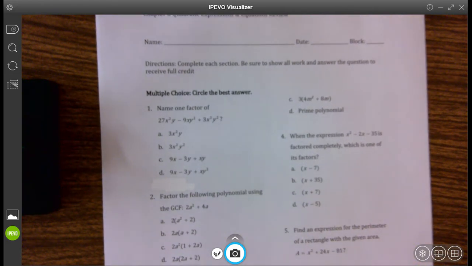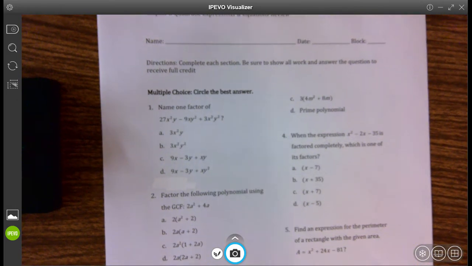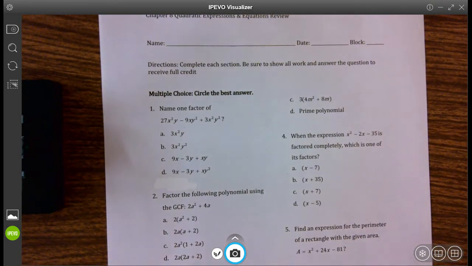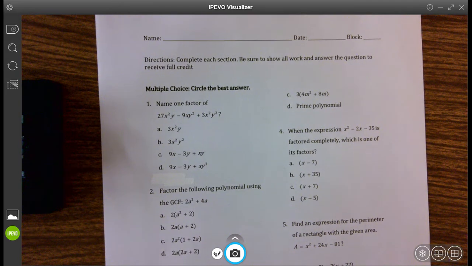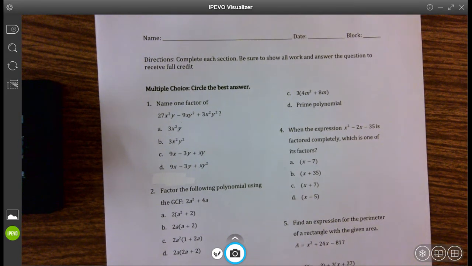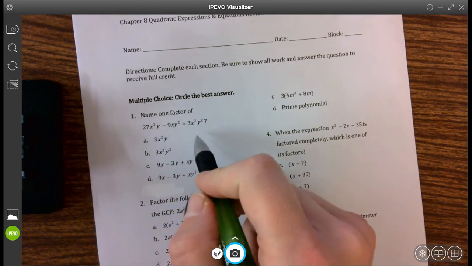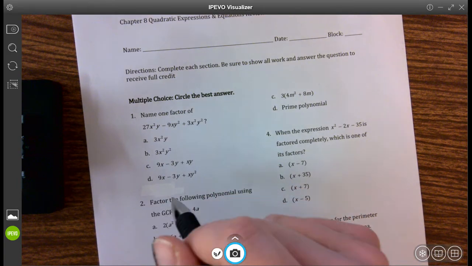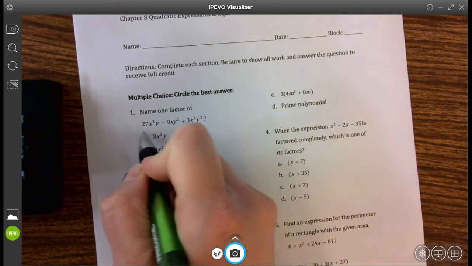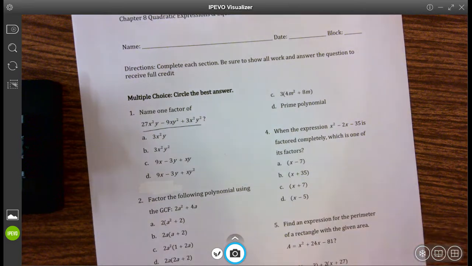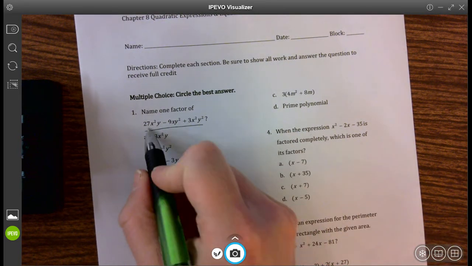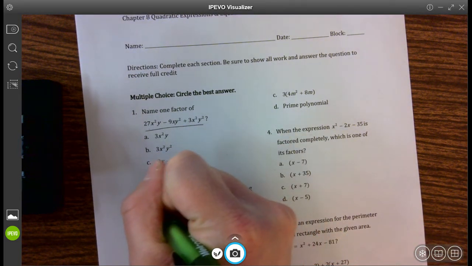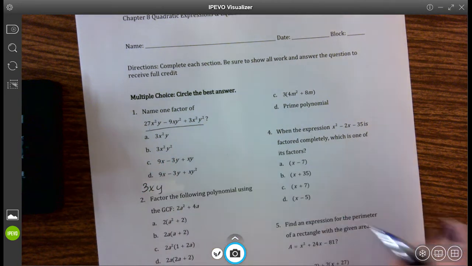Okay, one problem here is that this has many factors. What the question is specifically asking you to do is factor this polynomial using a GCF, which they all have a 3 in common, an x in common, and a y in common.